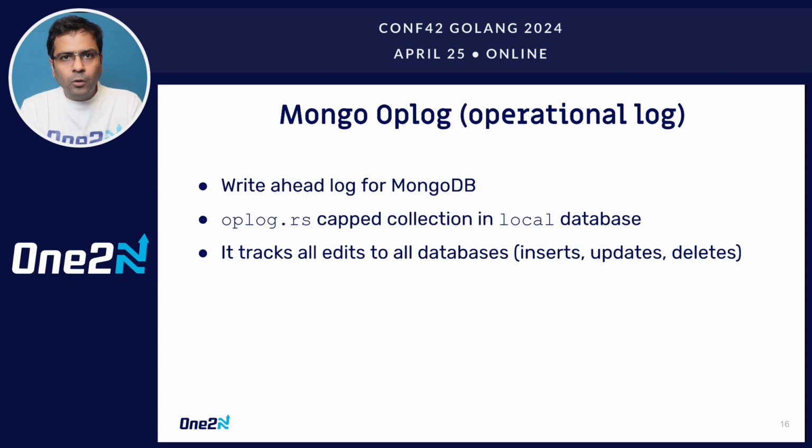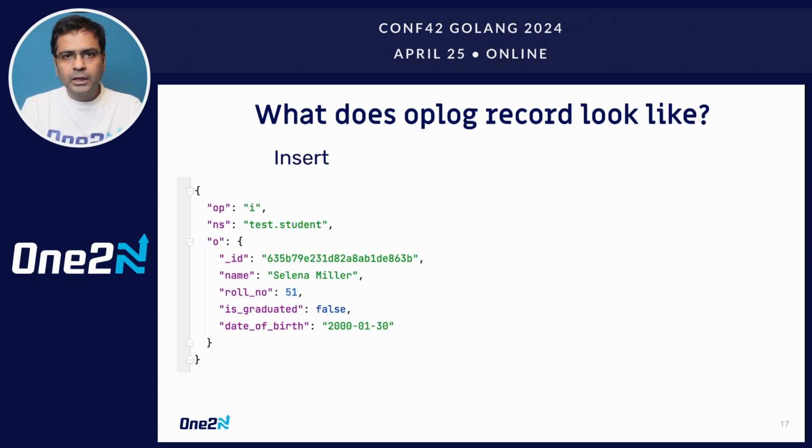The Mongo operation log is a logical collection, a capped collection in MongoDB. It's in the local database. Think of it like a write-ahead log for MongoDB, right? It tracks all the edits to the database, whether it's inserts, updates, or deletes, and you're going to be able to look at whatever is happening to the database. So we could use oplog to transfer data from Mongo to Postgres.